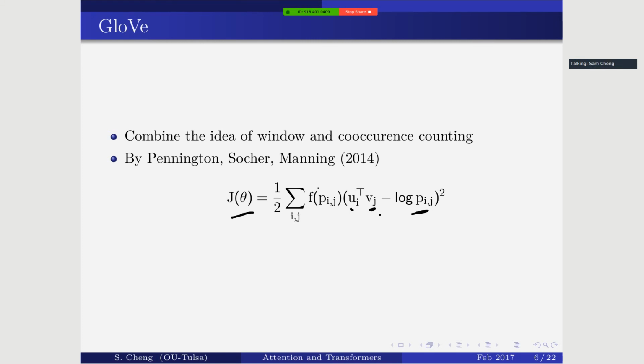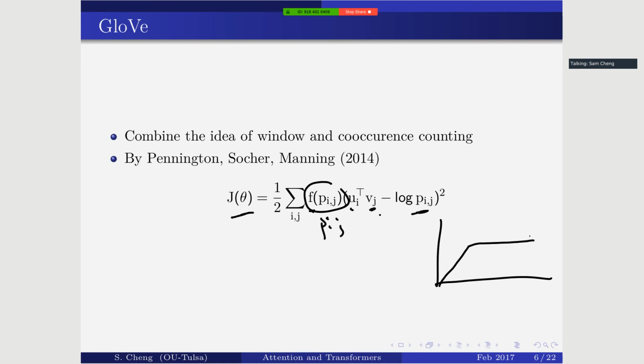And for this f(P_ij), you can think of this as just P_ij. So this cost function is scaled by how frequently this co-occurrence, this ij, occurs. But they have this f here, basically this f function is something like this.